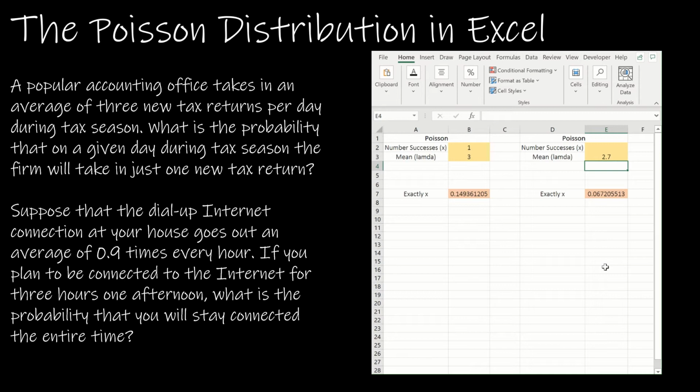Now, what's the number I am testing? Well, the question says the probability that you'll stay connected the entire time, which means what's the probability that I don't ever lose access? Let me just make sure I have this set up right, and I do. And so it's about 6.7% probability, which is not great, that I will be connected the entire time.